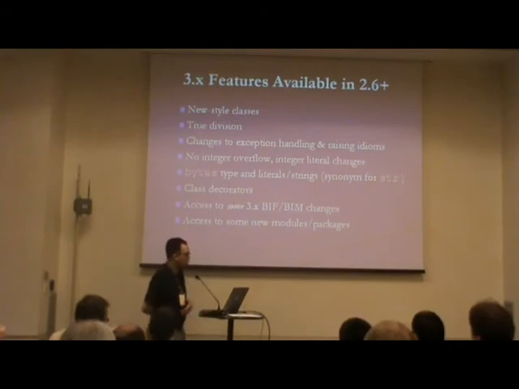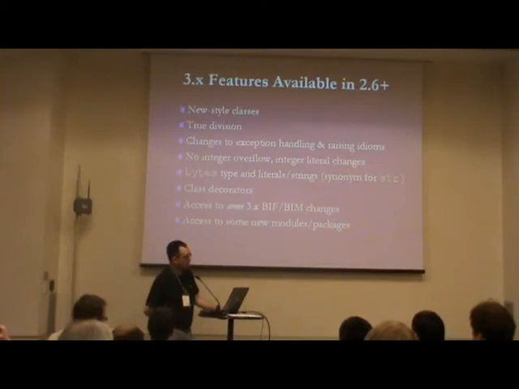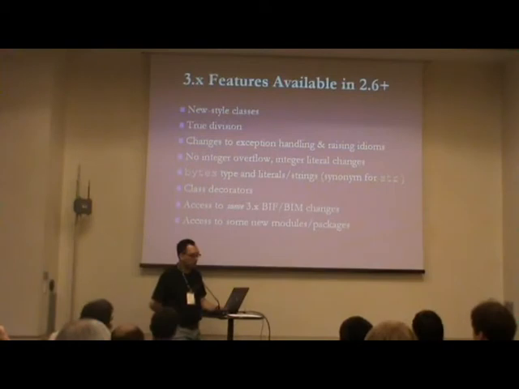Okay. So what are some of those features of 3.x that are available in 2.6 and 2.7? New style classes, true division, changes to exception handling and exception raising, unified integers, new integer literal changes, the bytes type, class decorators, access to some built-in functions, built-in methods from Python 3, and access to some of the new modules and packages that have been backported.